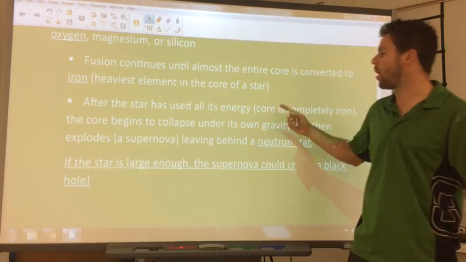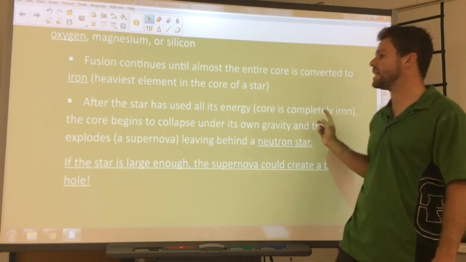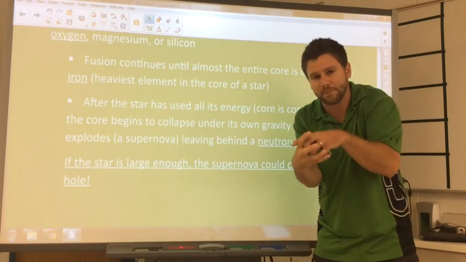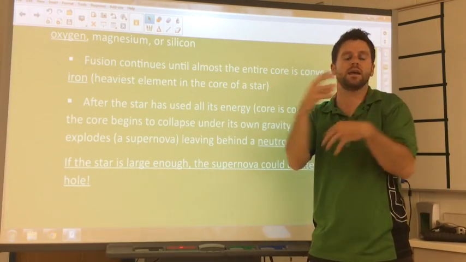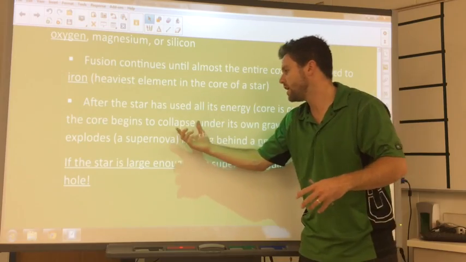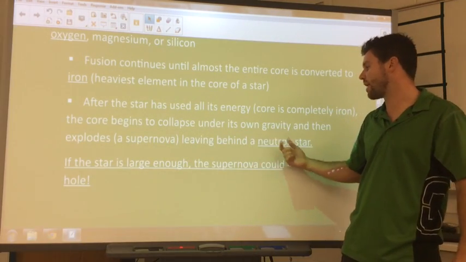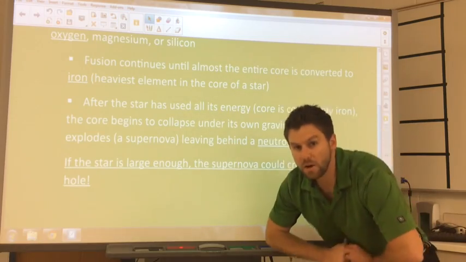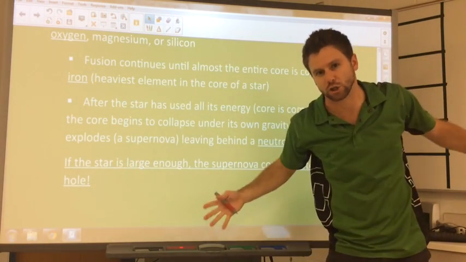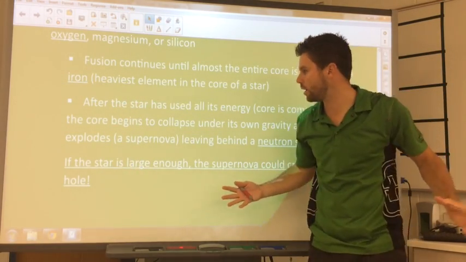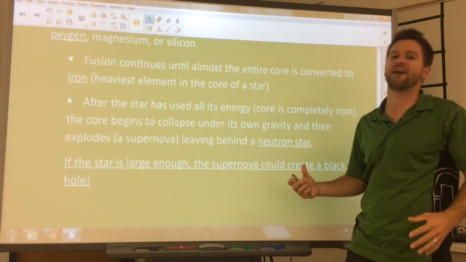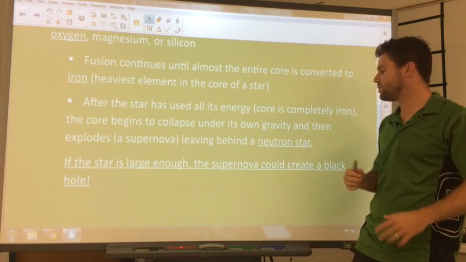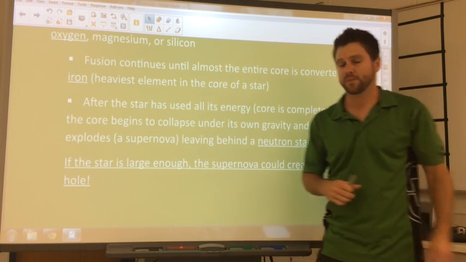After the star has used up all of its energy, the core is completely iron. The core begins to collapse on itself because it's slowing down, it's cooling off, and it starts to collapse under its own gravitational pressure, and then will explode. That explosion, a supernova. Right? Leaving behind, after that massive explosion, a neutron star.